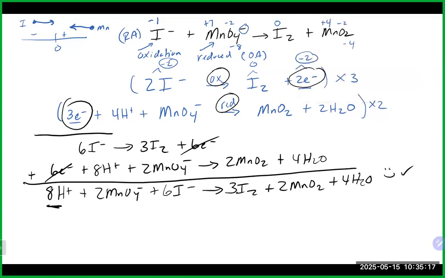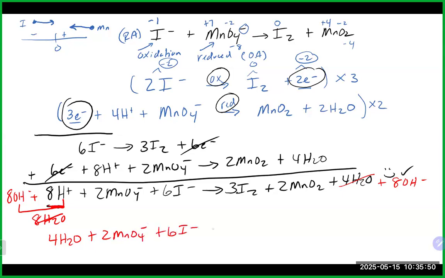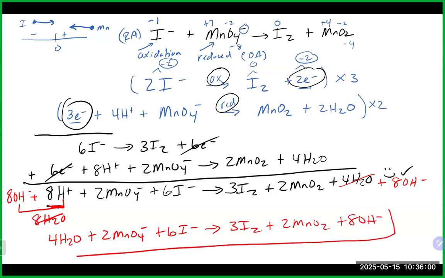So what we're going to do now is turn it into a basic equation, and we're going to add 8 OH minuses to each side. We're adding 8 because of the H pluses we have. These are going to combine to make 8 waters, which usually means you can then reduce some waters because you'll usually have some on the other side. That gets me a grand total of 4 waters on the left, plus 2 MnO4 minus, plus 6 I minus, goes to 3 I2 plus 2 MnO2 and 8 OH minus. At this point, this should be balanced in basic conditions.